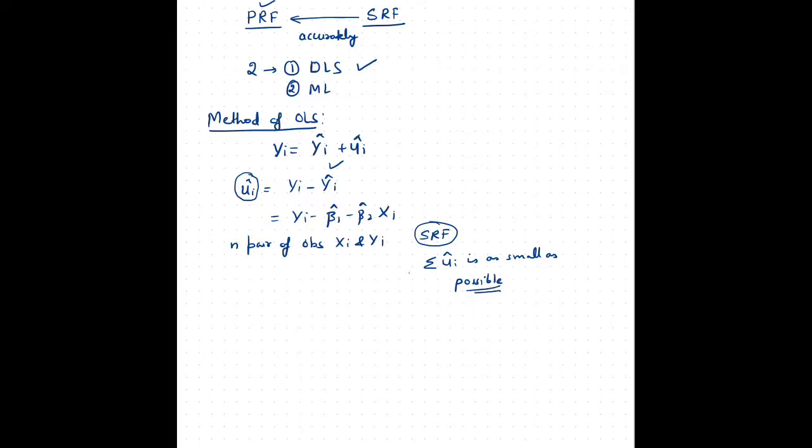Now we can't minimize this. Why? Because this criterion is not good. Why is it not good? Because here all the errors are receiving the same weight. So to remove this, what we do is we adopt the least square criterion.